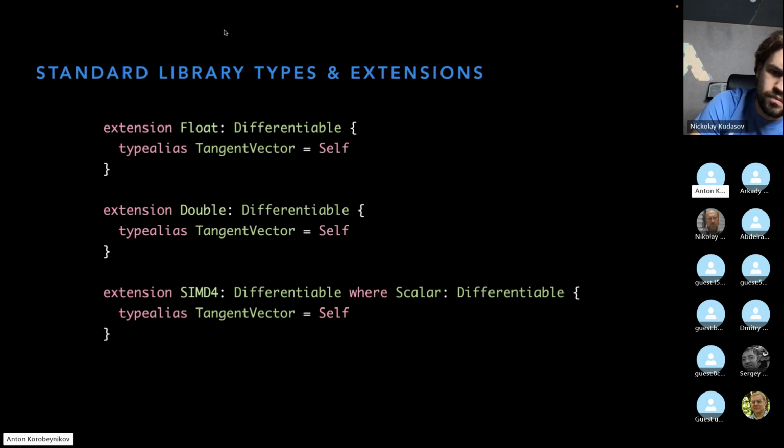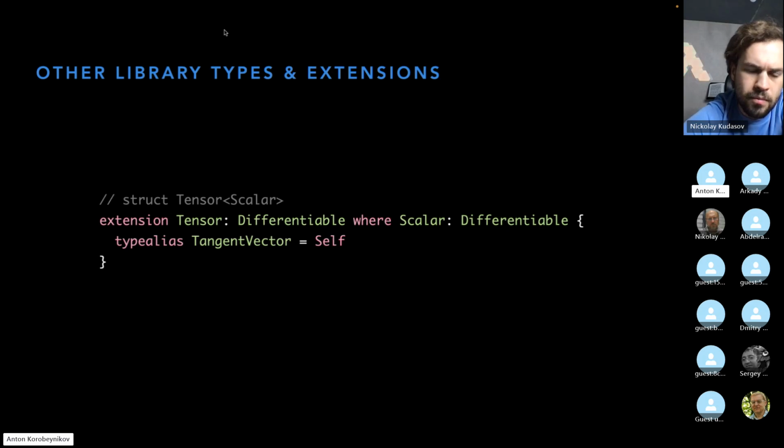So with that, standard library types such as floating point numbers and generic SIMD vectors can be made conformant to Differentiable, and the tangent vector has the same type as themselves. Meaning that as soon as we provide these extensions to the protocol, the compiler can synthesize the default implementation of the exponential map for us. Similarly, in any tensor library, the tensor type itself can also be made differentiable when the generic scalar type is differentiable itself. Again, this extension is quite trivial.